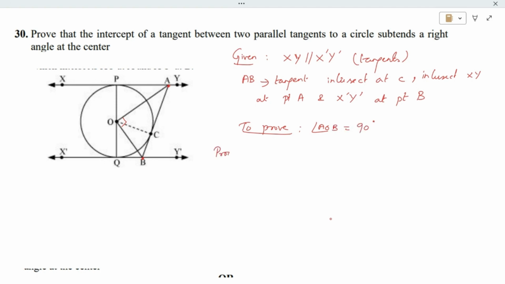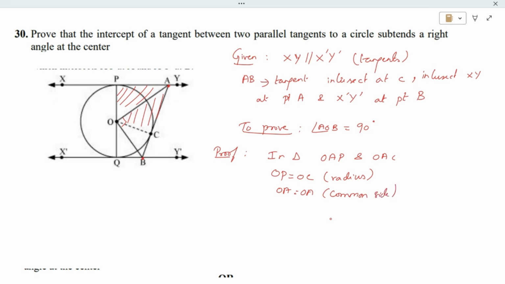So what is the proof? First let me consider the two triangles OAP and OAC. I'm considering these two triangles, so try to prove the congruency. I know that OP is equal to OC. Why? It is the radius. And OA is a common side, is equal to OA, isn't it? And also I know that from the external point the tangents are equal. So AP is equal to AC. The tangents from the external point to the point of contact of a circle are equal.